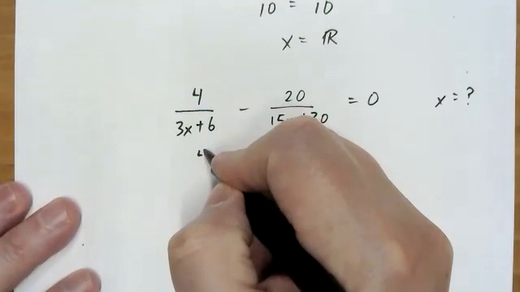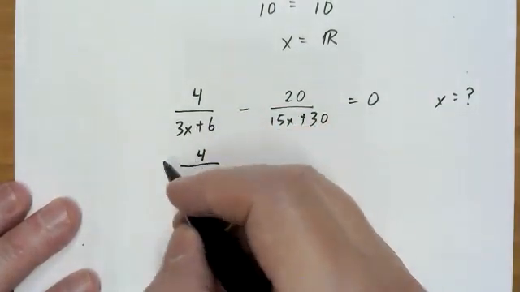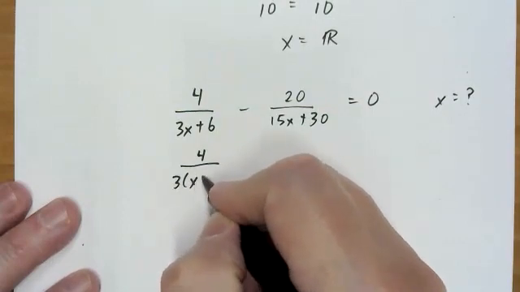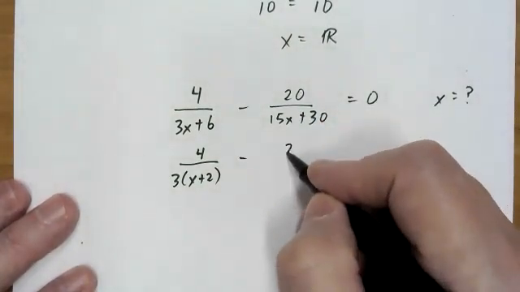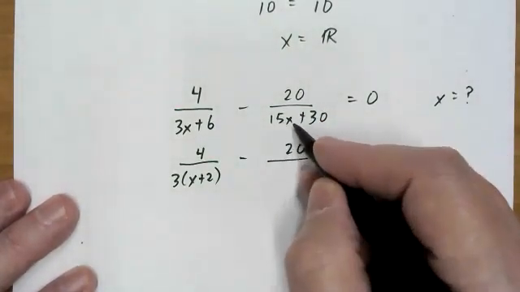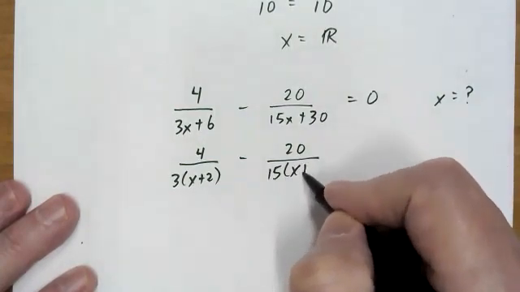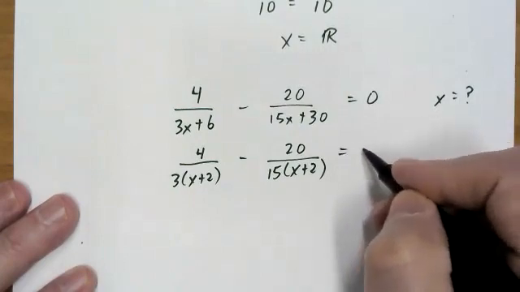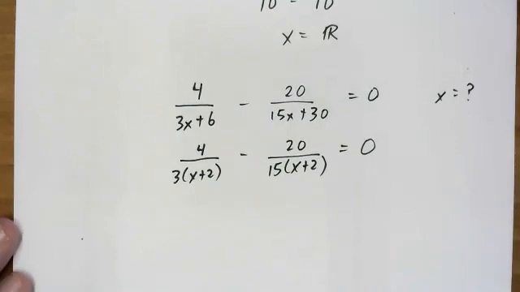First thing I'm going to do is factor anything possible. 3x plus 6 can be factored into 3 times x plus 2. Over here, 15x plus 30 can be factored into 15 times x plus 2. Now, when we went over how to solve this before, we decided the easiest way was to clear the fractions by multiplying by the LCD.